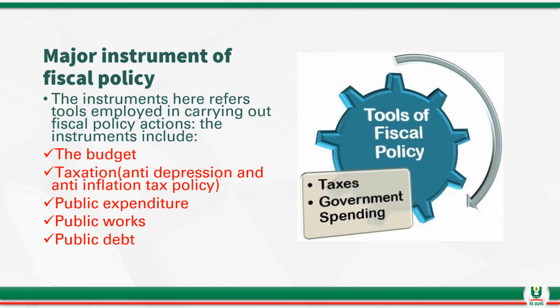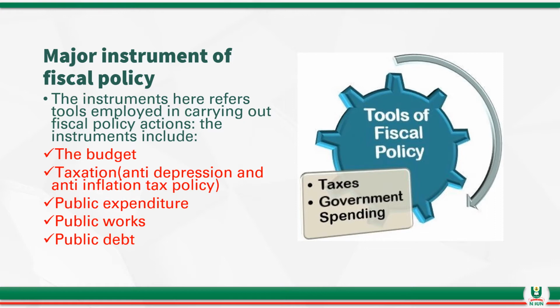Then another instrument is the public works. The public works here refers to the actions of government, particularly during the Depression era. It is used as an anti-depression policy. Here we are talking about expenditure of government on roads, schools, etc. So they can also be used. It's also an instrument of the fiscal policy.